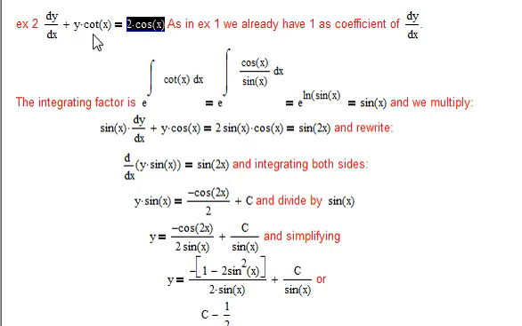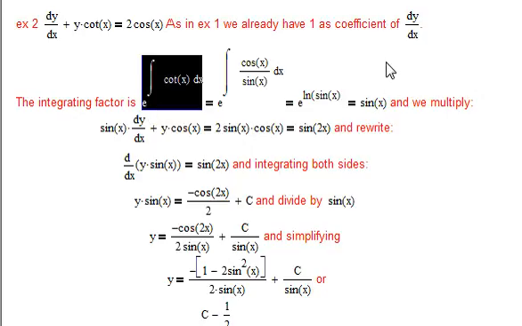So the integrating factor will be, this is our p of x right here, e to the integral of p of x dx. So, how do you integrate cotangent of x? Well, you make cotangent cosine of x over sine of x, and then you answer the phone.